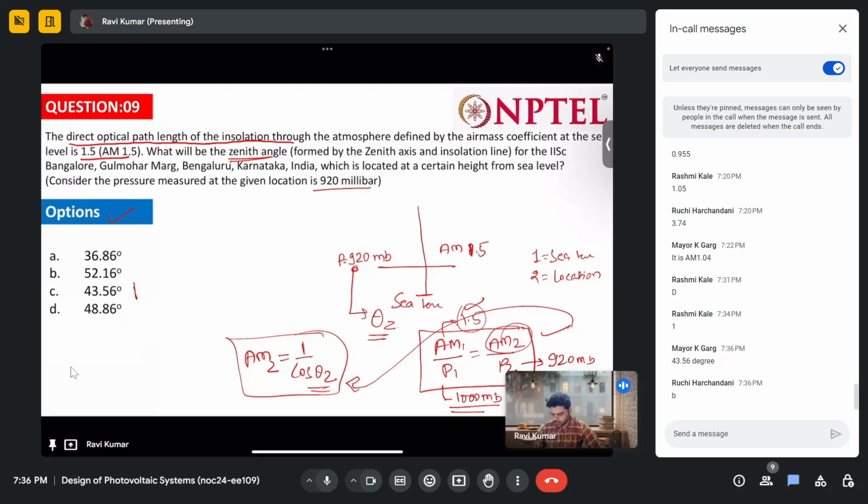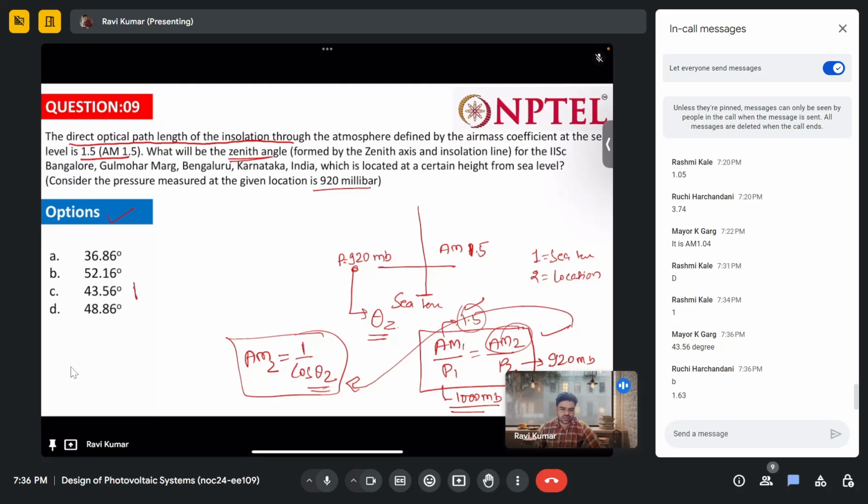Ruchi said 52.16. What is the value of AM2 you guys are getting? Let me check if the problem is with the calculation, or which part of the calculation. 1.63. Ruchi, what I told you, it is 920 and P2 will be here. It will be P2 divided by P1, 920 divided by 1000 into 1.5, and you are doing it the other way. I think you are doing 1000 divided by 920 into 1.5.